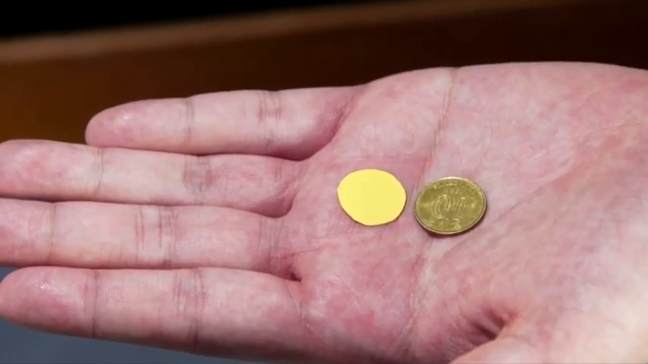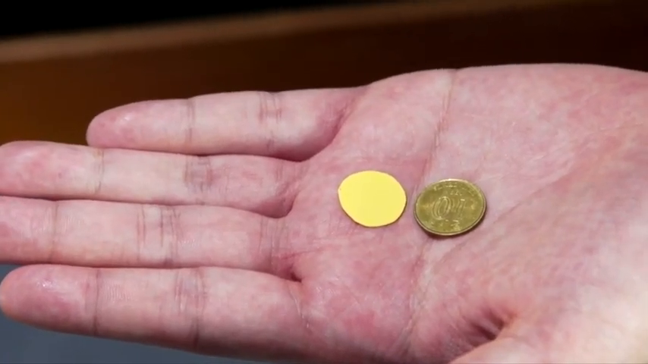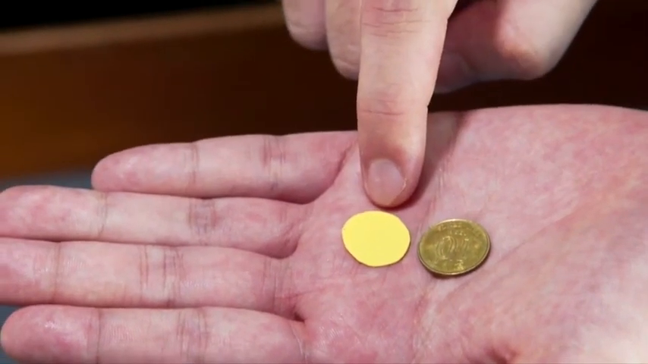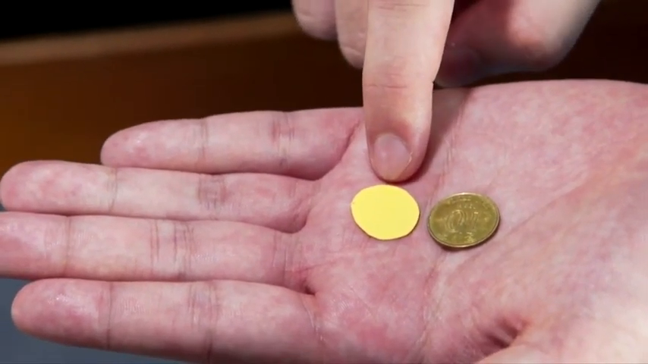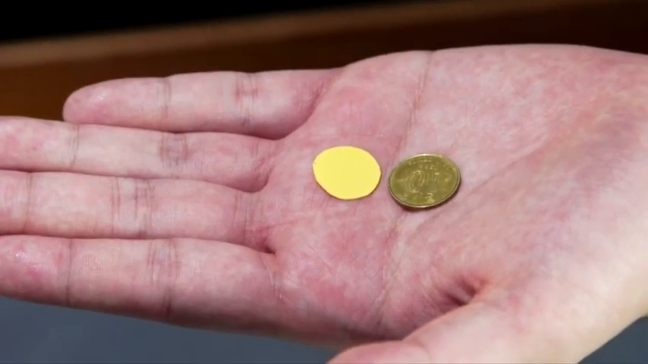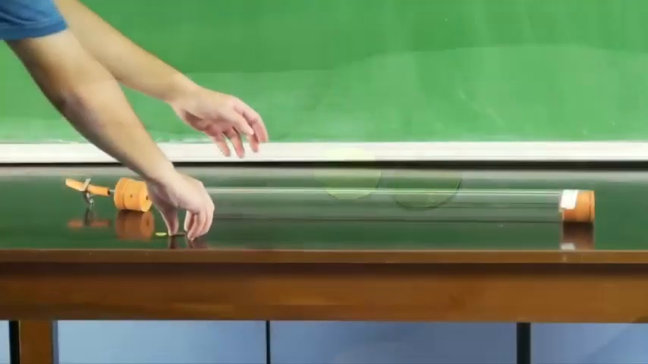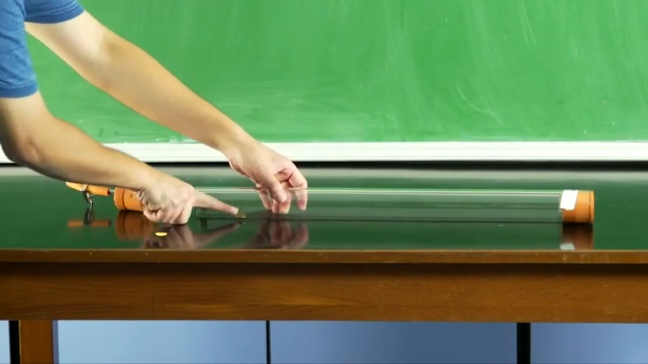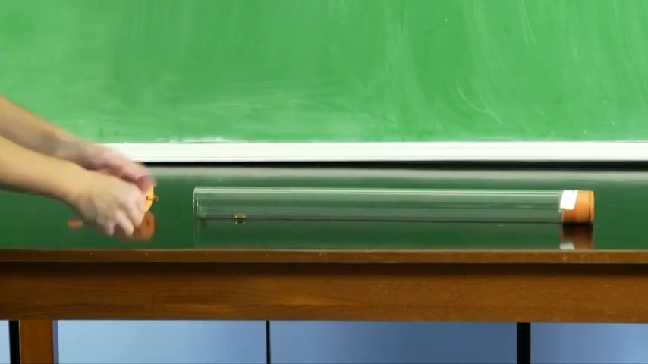In the following coin and feather experiment, we will use this small paper disc to represent a feather. It is of the same size and shape as the coin we will use. Put the coin and the small paper disc in a glass tube.